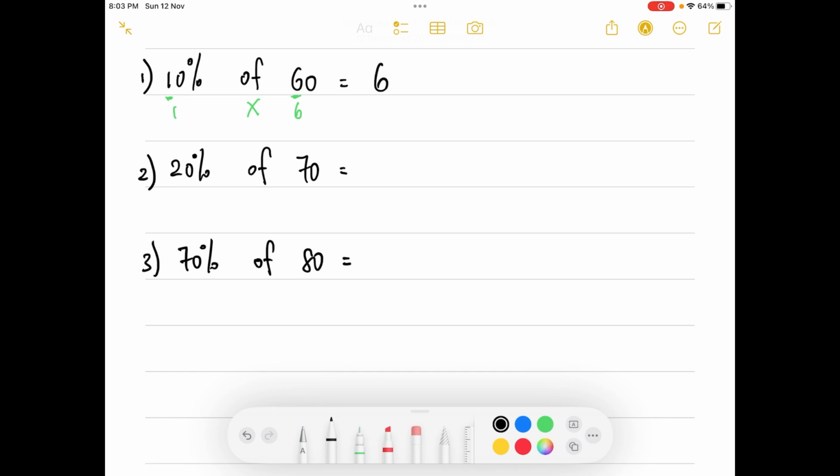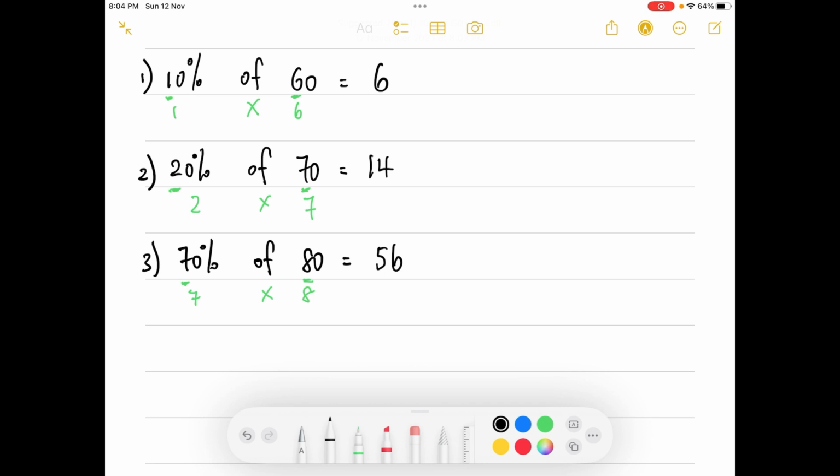20% of 70. Same thing over here. First digit, 2. Of is your times. First digit, 7. 2 times 7, you have 14 itself. Next, 70% of 80. First digit 7. Of is your times. 80 is your 8. 7 times 8, 56.